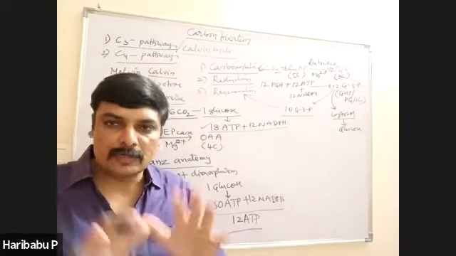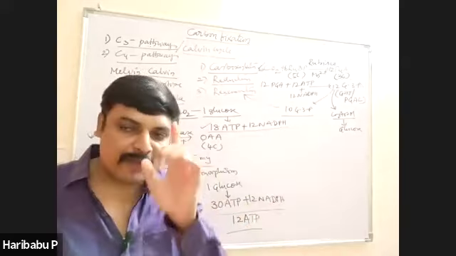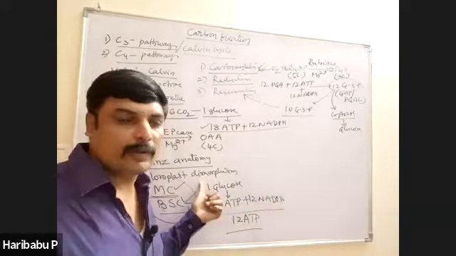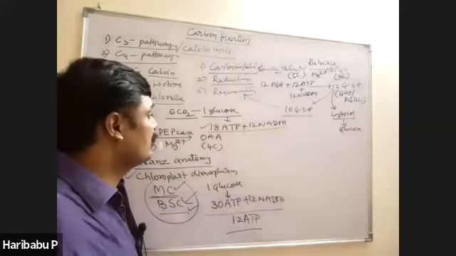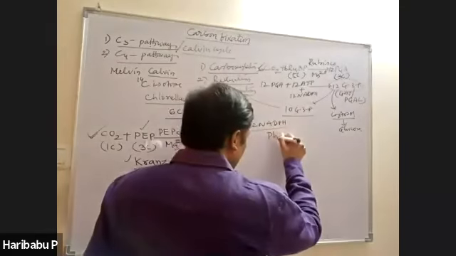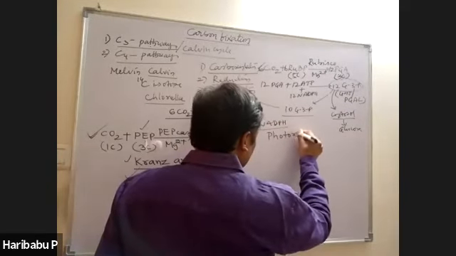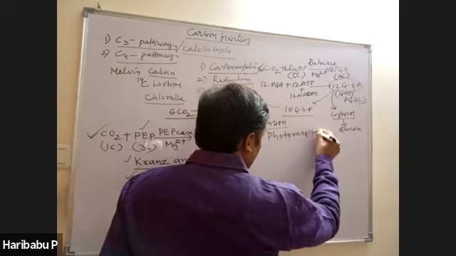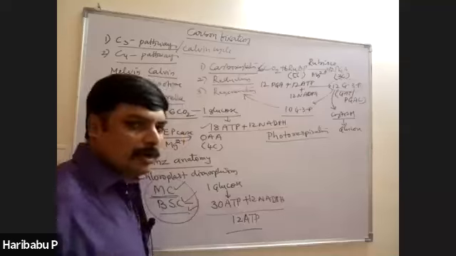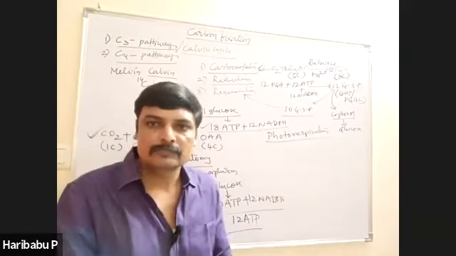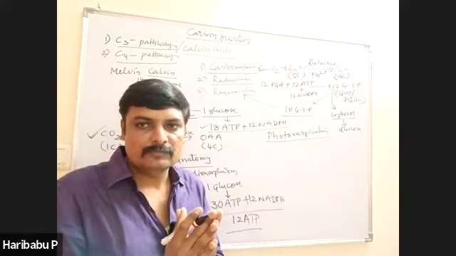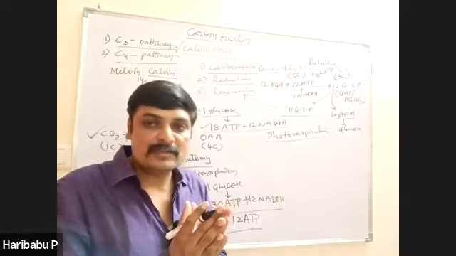This is about the C4 cycle, and a very important point: photorespiration is absent in C4 plants. Photorespiration is present in C3 plants. Let us see briefly regarding photorespiration. The biological function of photorespiration is not yet known. It is a wasteful process, and this process has no use.